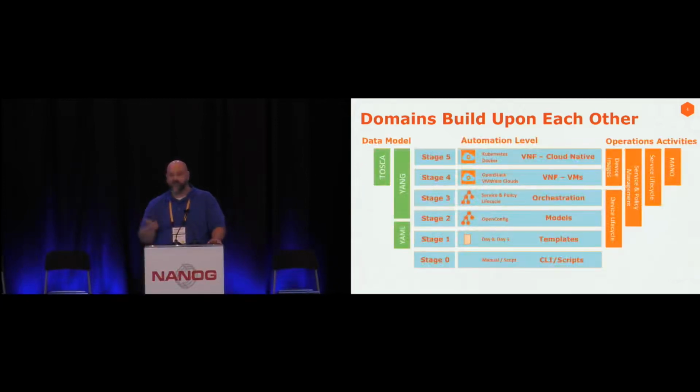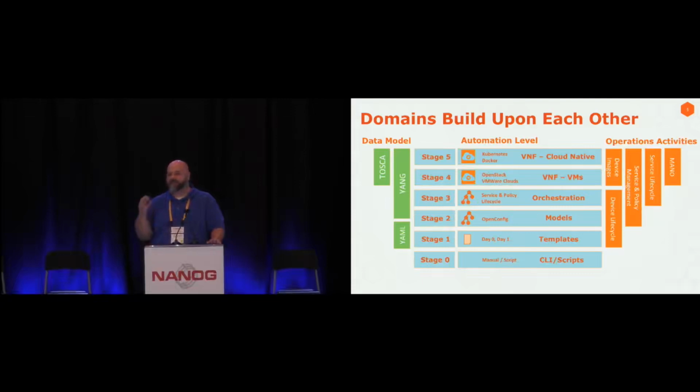I'm not going to talk about every box on this slide. There's a lot of them. I want to use this slide to hit on something I mentioned on the last one. There are stages you go through as you're automating your operations around your network. It's important that you don't try to jump too far ahead.